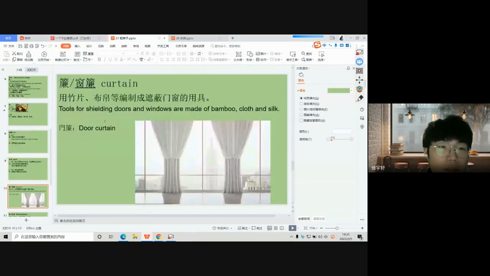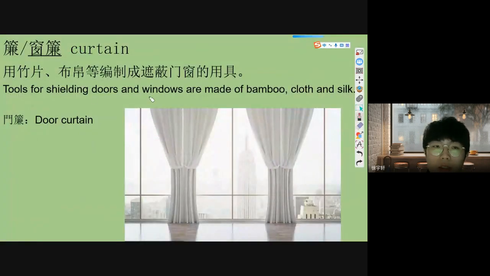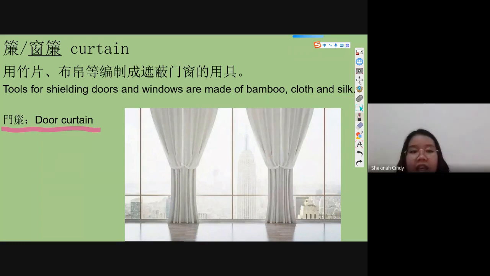So 窗帘, or 帘, it means curtain. 帘 here is actually a silk or cloth to cover your window. 帘 is made of silk or cloth and to cover your window. And 窗帘 just means curtain. Or 门帘 here means door curtain. Can you understand 窗帘 now? Yes. Okay.